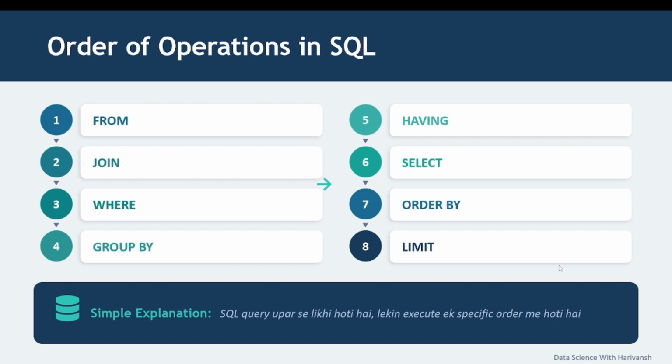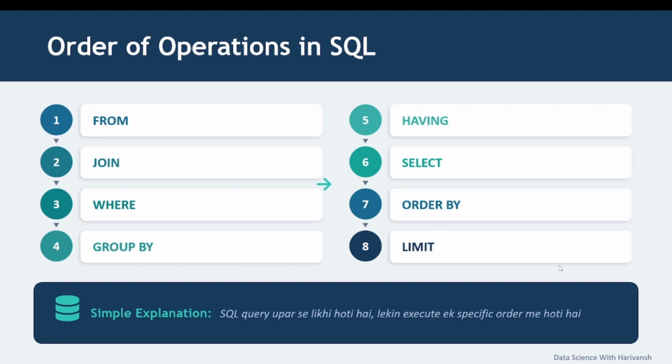The second step is join. If your query involves multiple tables, which is very common in relational databases, SQL processes the join conditions immediately after identifying the base table from the from clause. The join combines rows from multiple tables based on the specified join condition, creating a larger merged dataset that contains columns from all the joined tables. This merged result set then becomes the input for all the remaining steps.